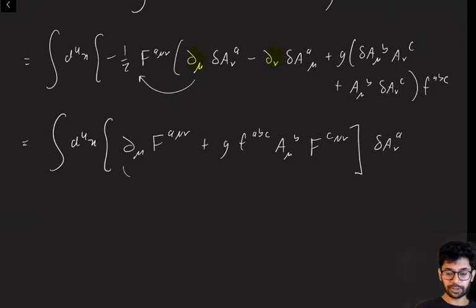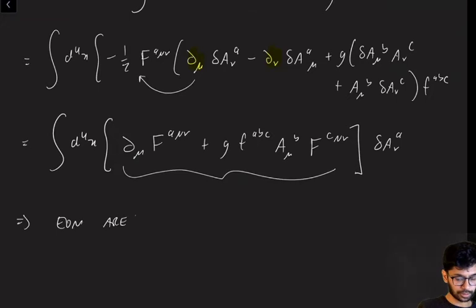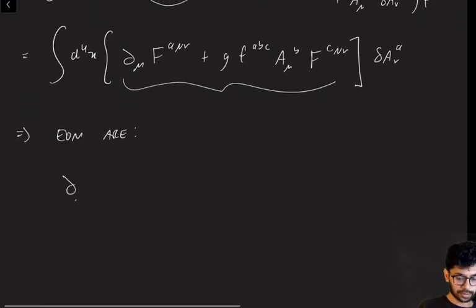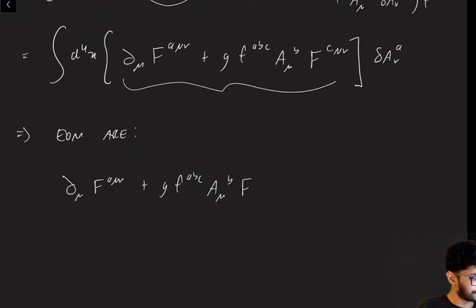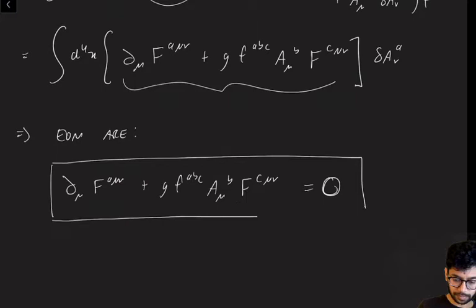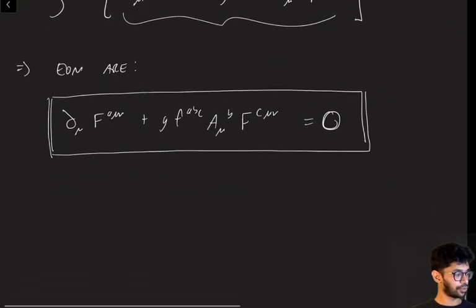And from here, we need to demand that this vanish. What that implies is that the equations of motion are ∂_μ F^a_μν plus g f^abc A^μ_b F^c_μν equals 0. Okay, those are the equations of motion.